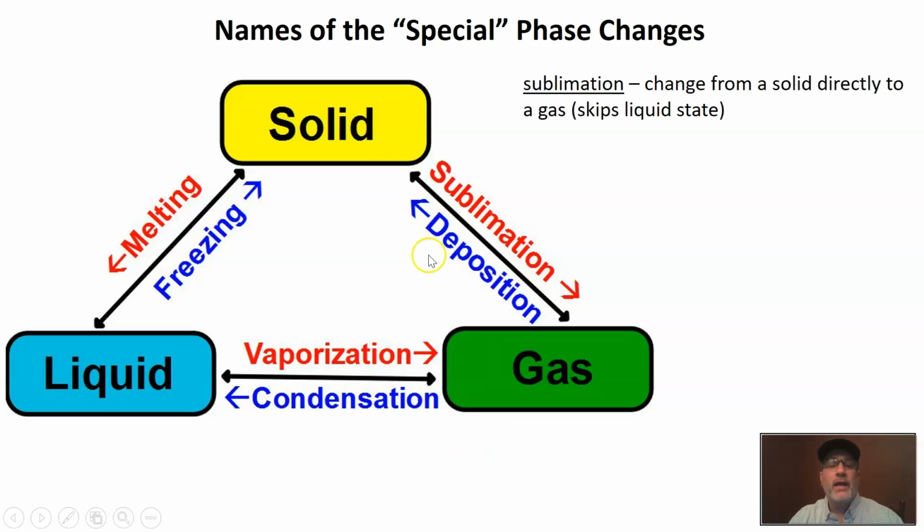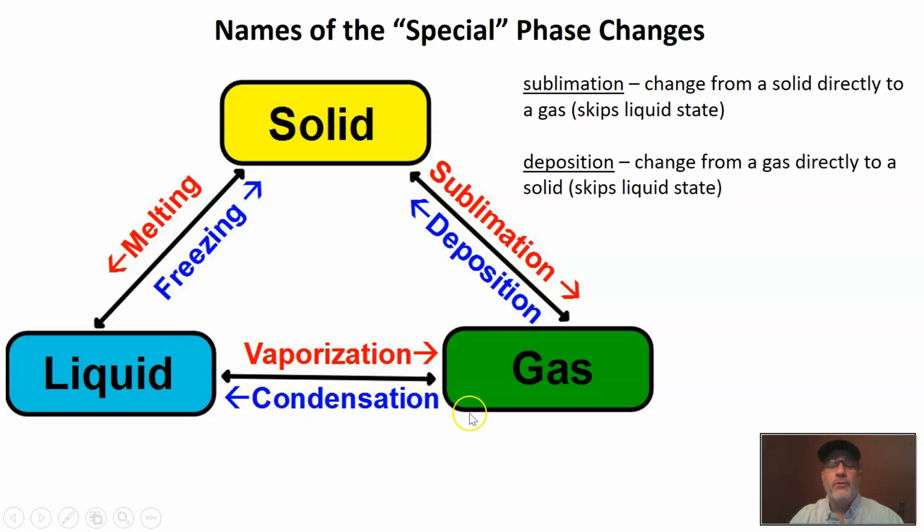So the first one we're going to look at is when a solid gains heat energy and it goes directly to a gas. This is something we call sublimation. So this is a change from a solid directly to a gas. Notice that it does not go through the liquid state, which is a little unusual.